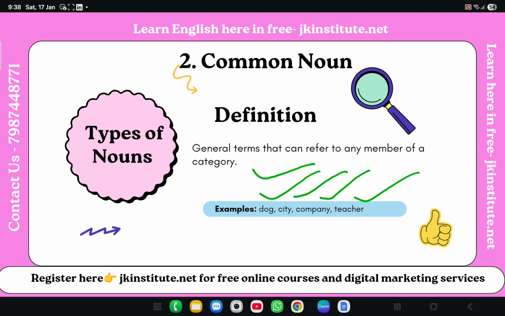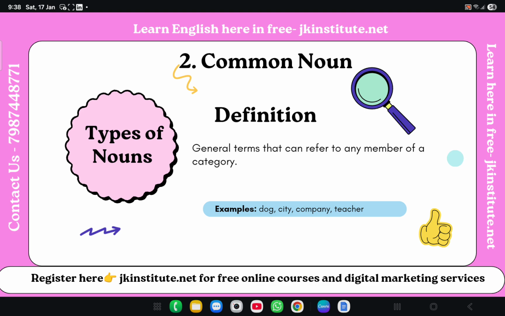So these are common names of any member, organization, place, or animal. Like this we can define and recognize common nouns.